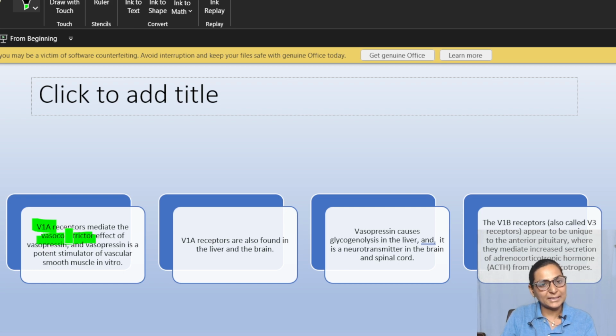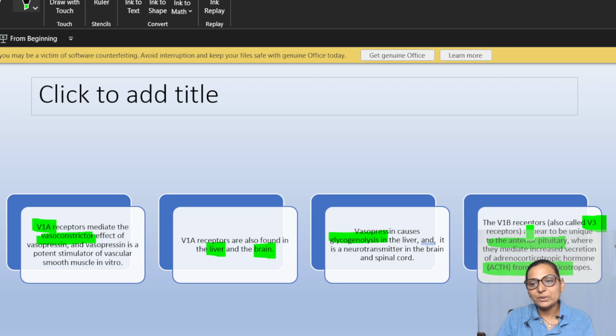Okay, so V1A mediates the vasoconstrictor effect. V1A is also present in the liver and the brain, where it brings about glycogenolysis. Whereas the V1B, which is also called the V3 receptor, is present in the anterior pituitary, where it mediates the secretion of ACTH. So V1A and V1B, which we call V3.